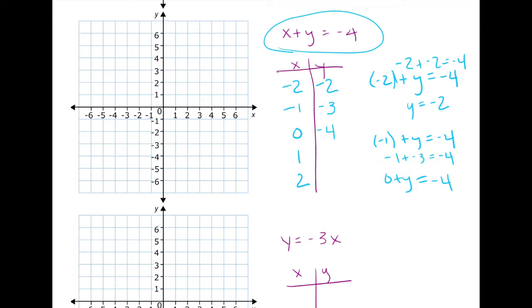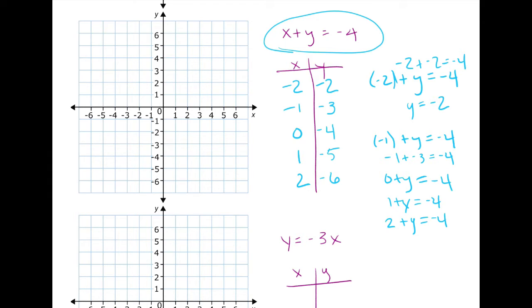What about when x is 1? Again, if I start at 1 on the number line, what do I have to add to get to negative 4? And of course, it needs to be negative 5. And then one more for you. If you have 2 plus y equals negative 4, what does y have to be here? And y needs to be negative 6.